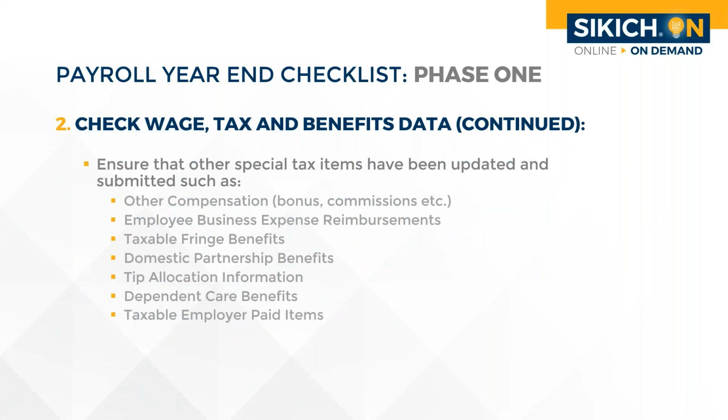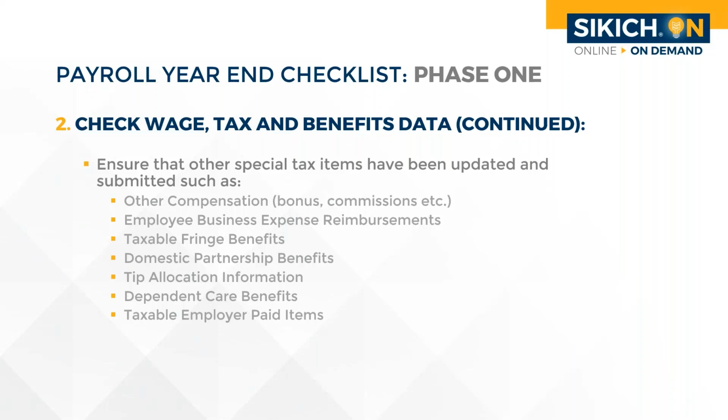All right, let's talk about wages, taxes, and benefits data. All such fun and exciting stuff. We want to ensure that other special tax items have been updated to be included in the person's wages so that it automatically and naturally flows through onto the W-2 form. Things that you want to look at are what we call other compensation, whether it's bonuses, commissions, any type of incentive plans, and that those things are added onto the employee's paycheck.